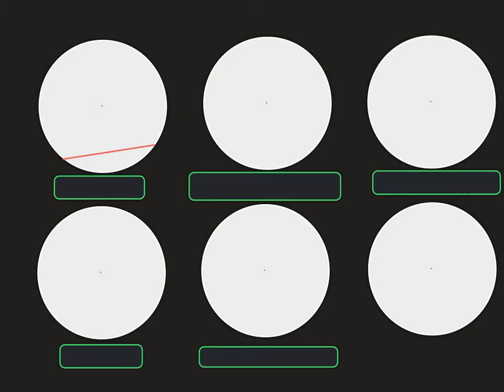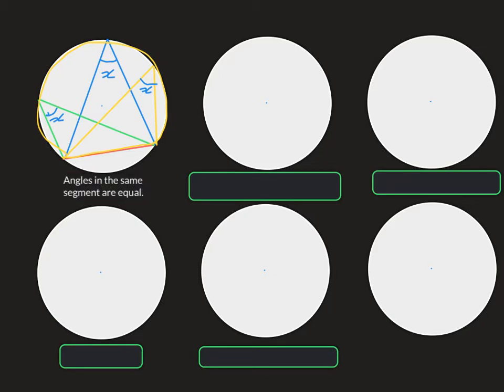So the first one tells us if we've got a chord a bit like this, and then I go off from the different ends of this chord to different points on the circumference, then I know that the angles made there are all equal. So this, and this, they are all the same. All right. We say that they're in the same segment because this made here is a segment. When we go here, we're using a chord. This thing here is called a segment. All right. And the circle theorem there is angles in the same segment are equal.